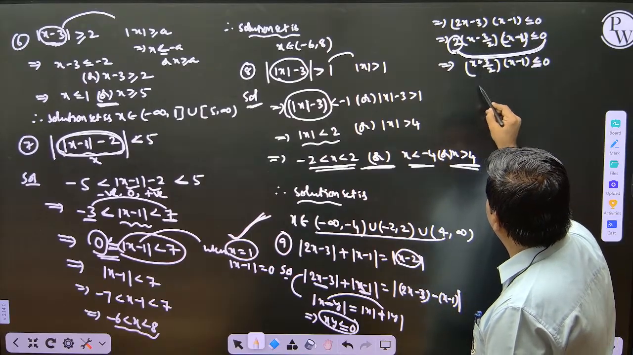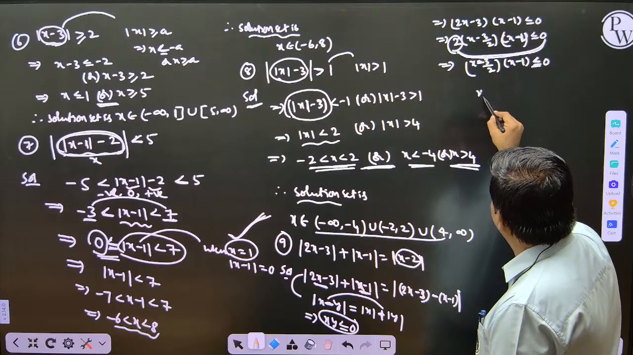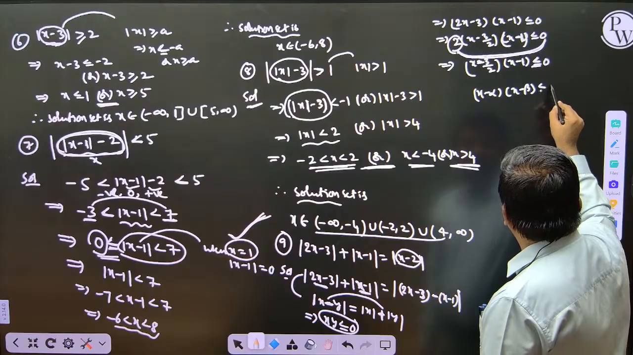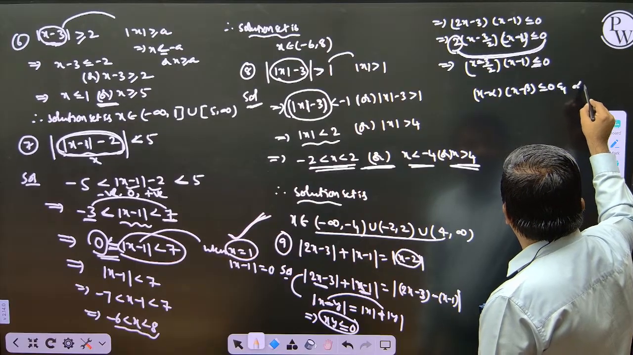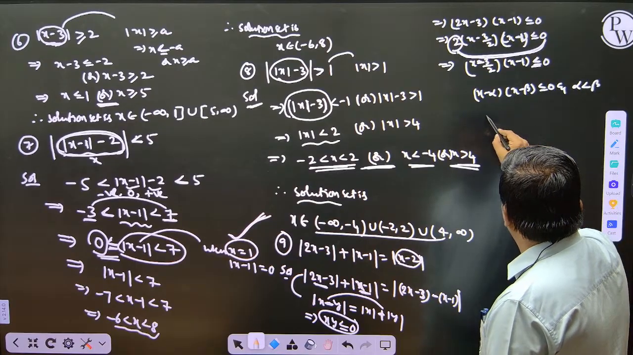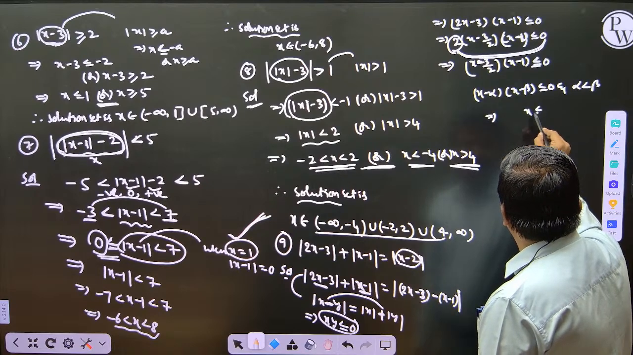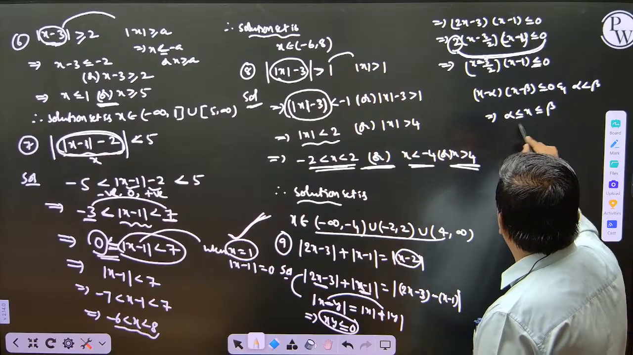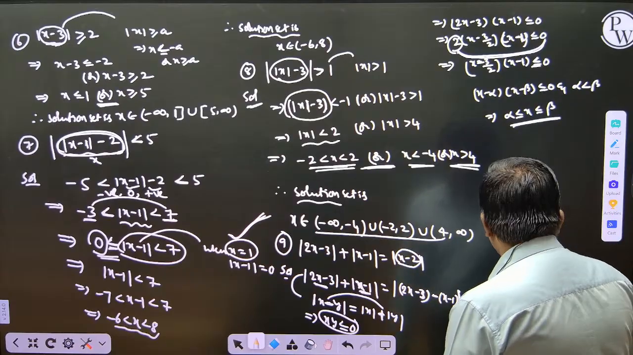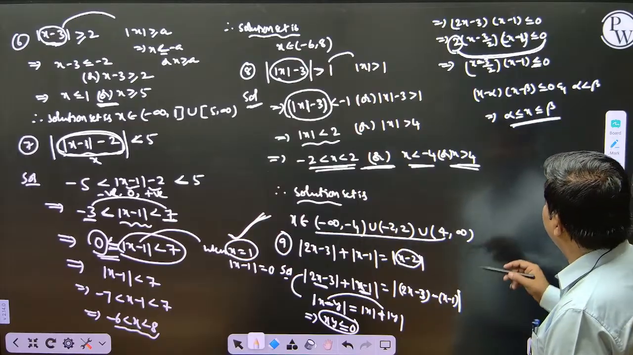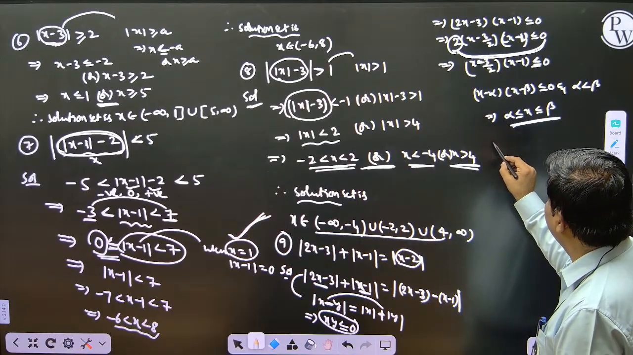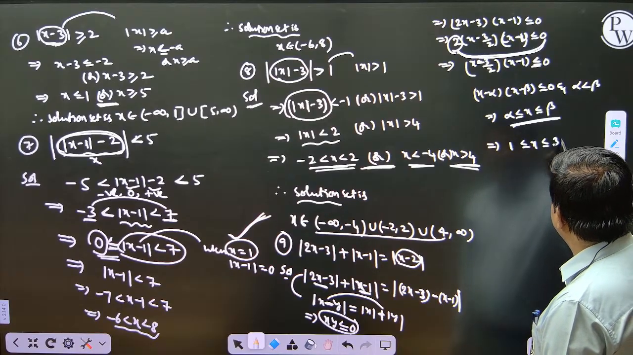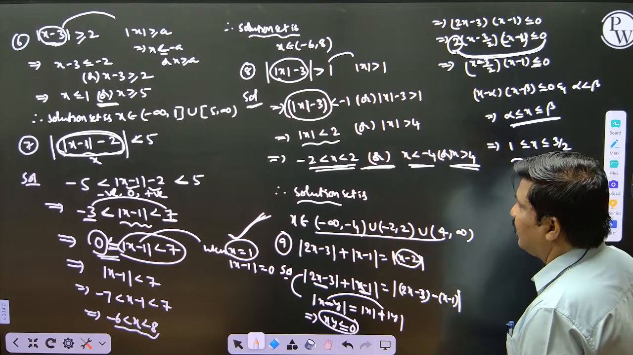Now I already told you that if x minus alpha into x minus beta is less than or equal to 0 and alpha is less than beta, that implies x lies between alpha and beta. So according to that, here we get 1 less than or equal to x less than or equal to 3 by 2.